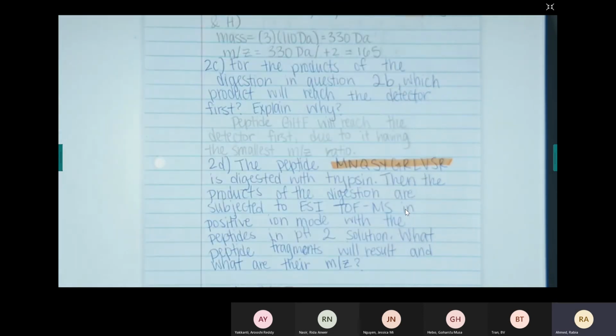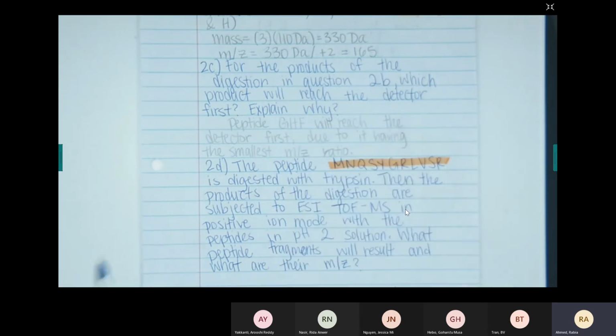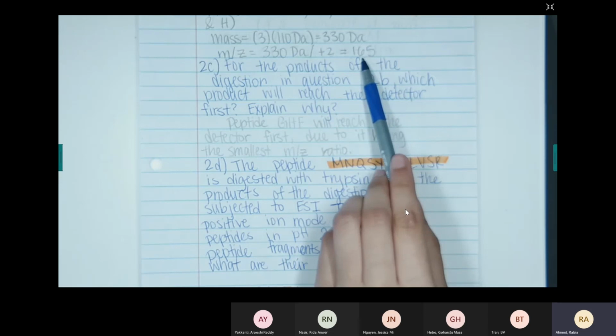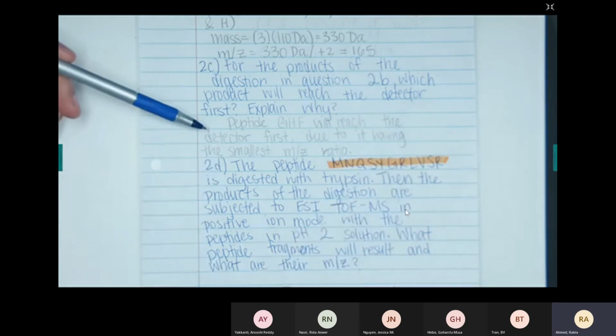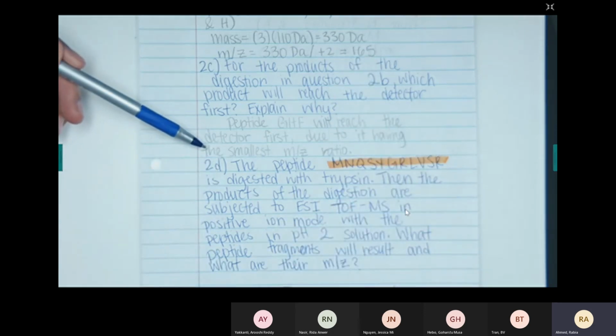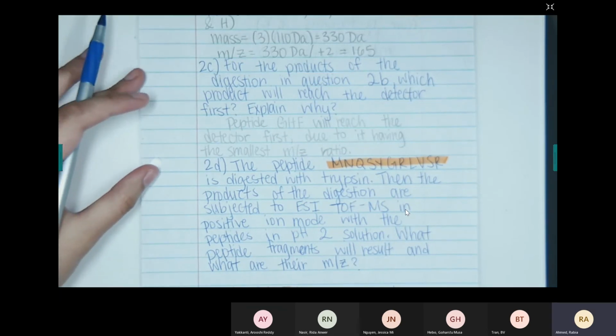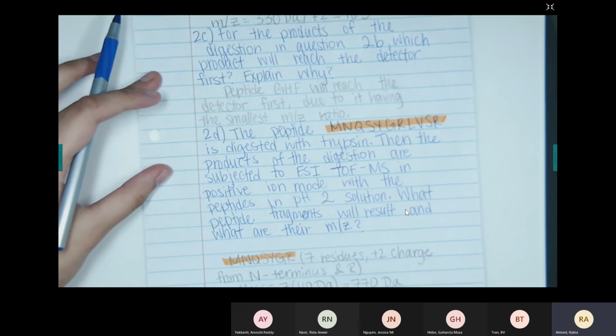we see 165 here. So when comparing the 3 peptides that we cut, the cleaved peptides, we see that the GHF has the lowest M over Z value, which is 165. So the peptide GHF will reach the detector first due to it having the smallest M over Z ratio. And of course, the last peptide that will reach the detector will be the one with the highest M over Z value.